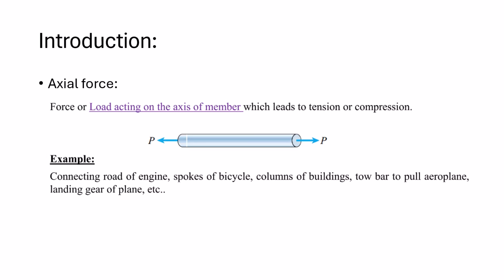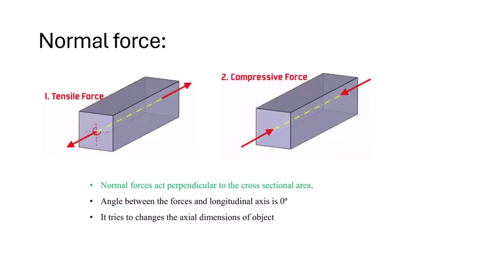For instance, we have the connecting rod of an engine, spokes of bicycles, columns of buildings, a tow bar to pull an airplane, the landing gear of a plane, etc. So columns are one of the best examples in civil engineering, which are subjected to axial load or axial force. In reality, there will be more than one force. Probably you will have some eccentricity, then your column will also be subjected to a bending moment. That is something which we will cover in some other courses.